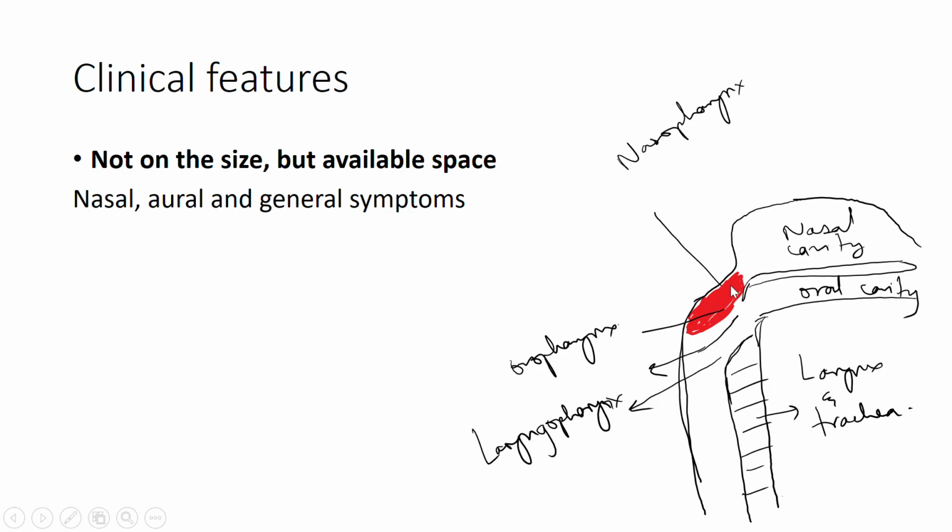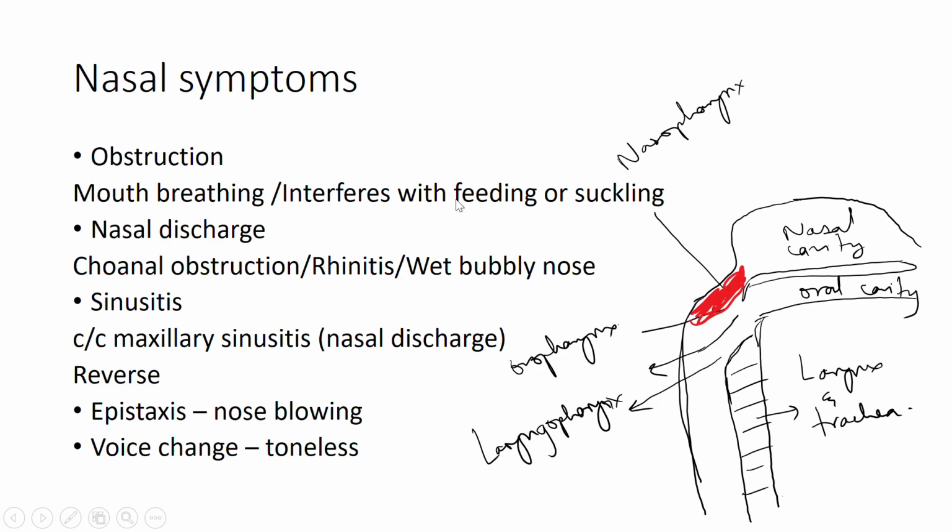So it may become like this. So here the space either reduces or it becomes blocked. Okay, now because of this enlargement we have symptoms at the nasal, the oral or the ear, and general symptoms. Okay, now if you see the nasal symptoms, imagine this adenoid is infected and it is hypertrophied.